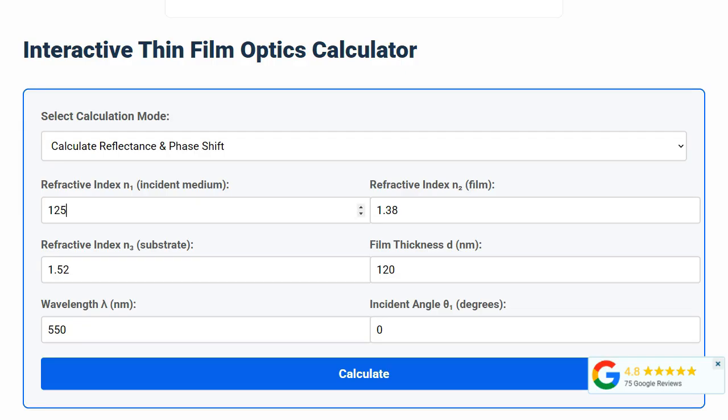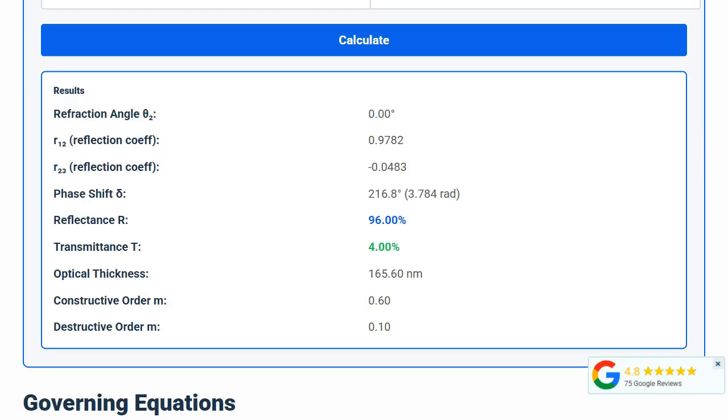Set the wavelength of light you're analyzing. We'll use 550 nanometers for green light. Finally, specify the angle of incidence, starting with 0 degrees for normal incidence. The calculator will compute the reflectance and transmittance percentages, phase shifts for both S and P polarizations, and indicate whether you have constructive or destructive interference conditions at your specified parameters.